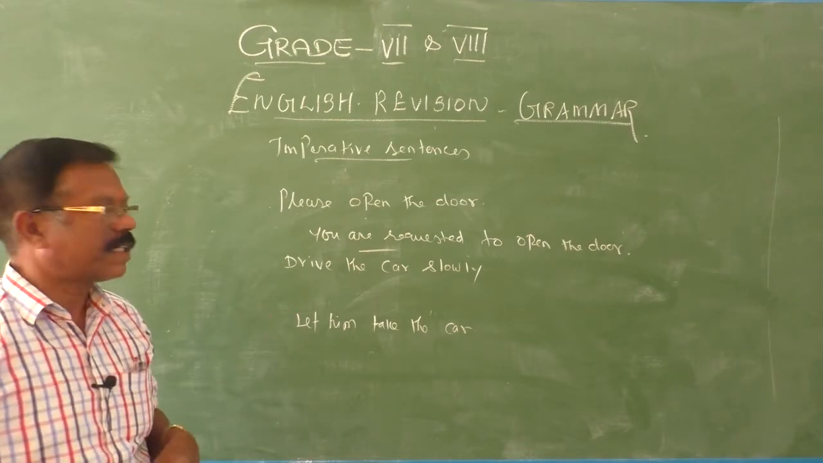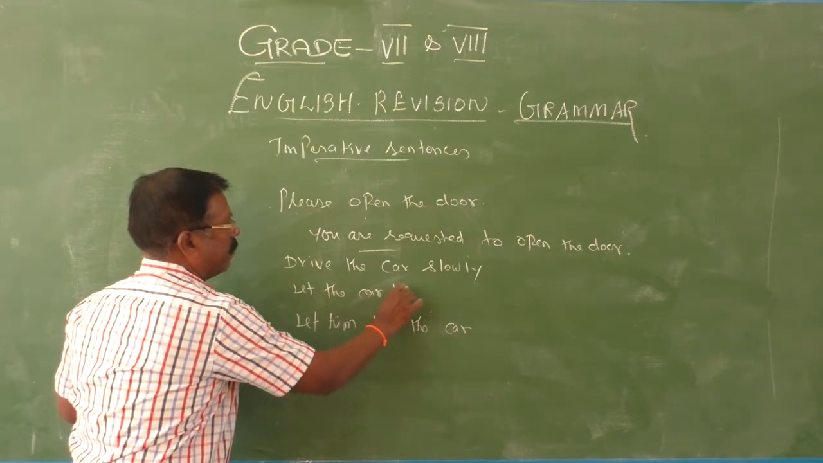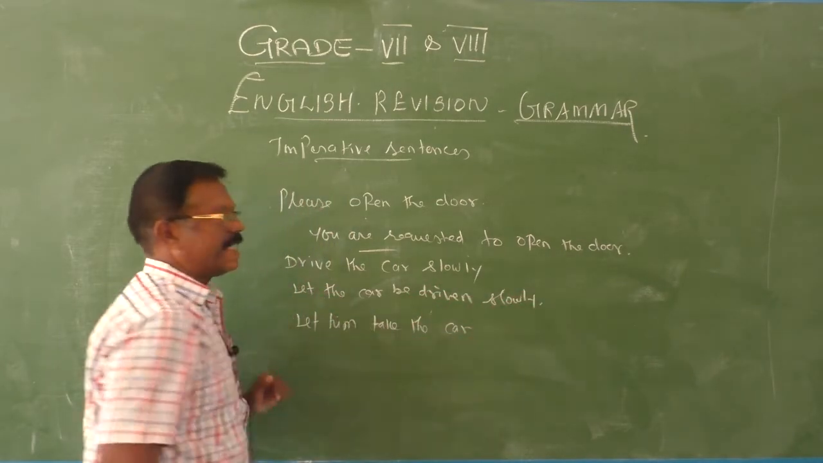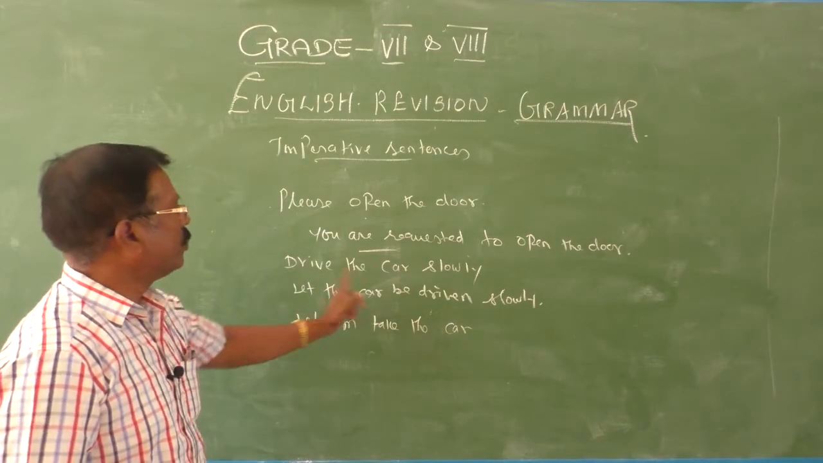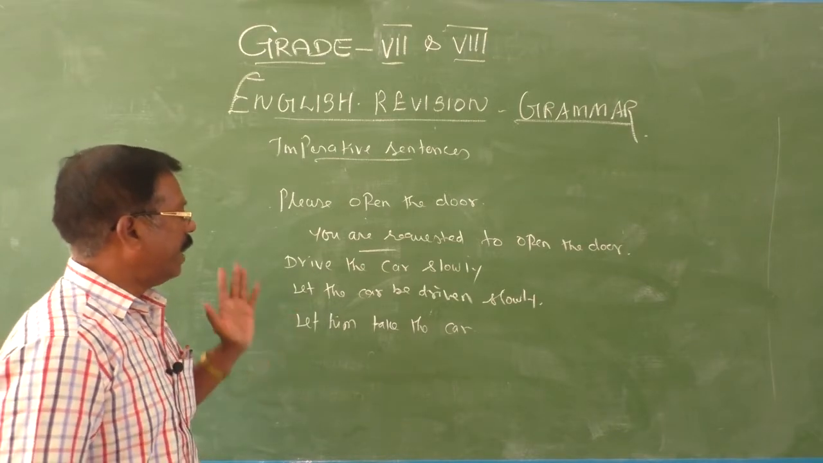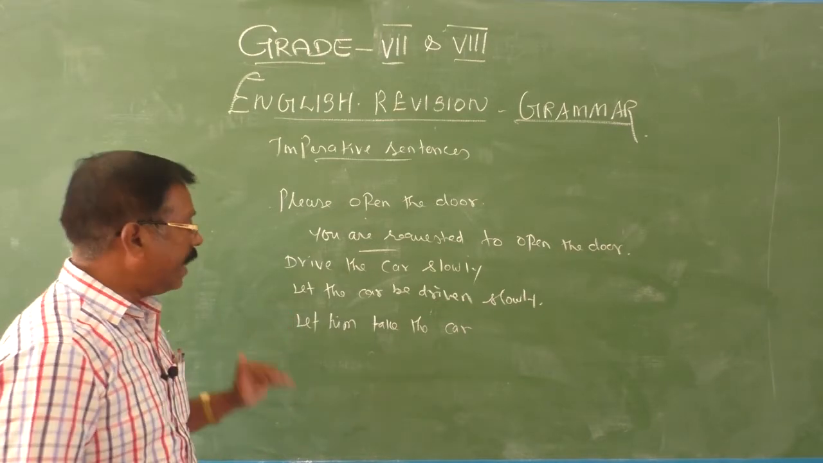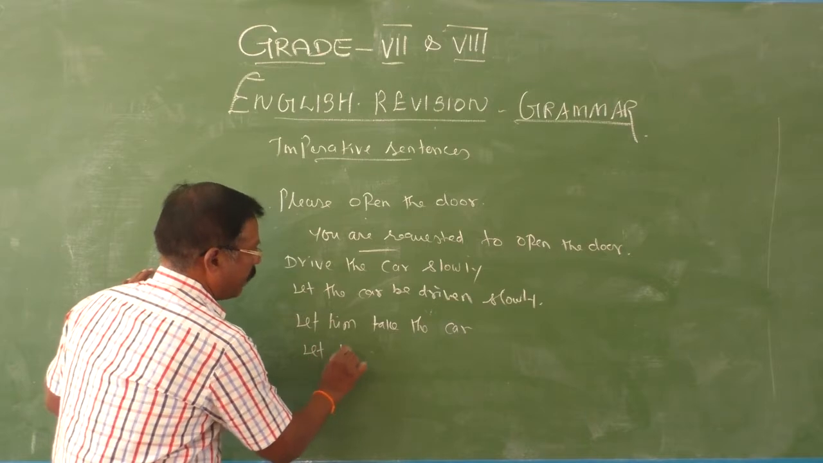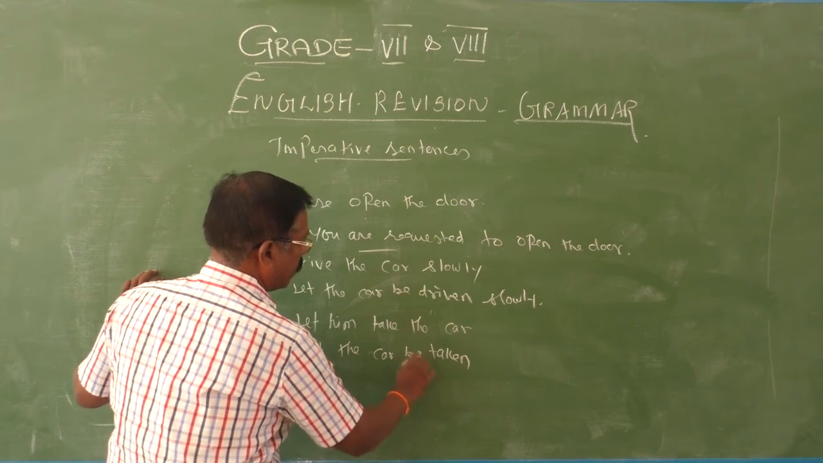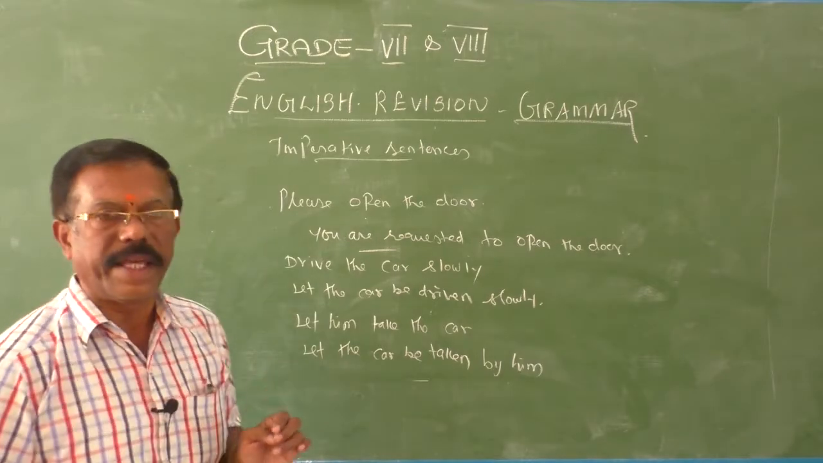Okay, fine. Drive the car slowly. Let the car be driven slowly. Or you are instructed or you are asked to drive the car slowly. That is also equally possible. Drive the car slowly, let the car be driven slowly, or you are instructed to drive the car slowly. Let him take the car. Let the car be taken by him.